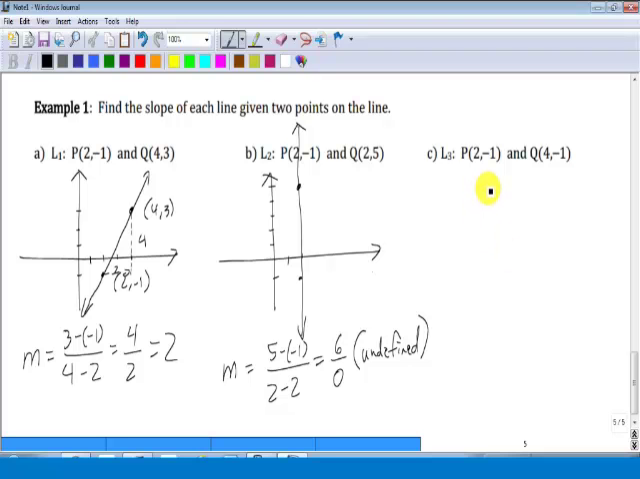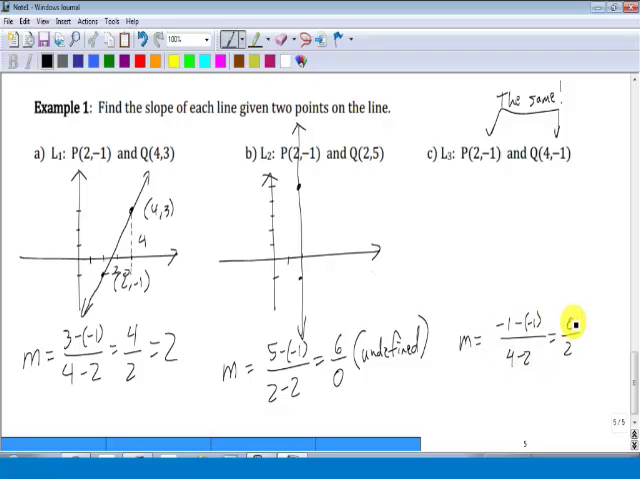The last one, what if you look at this and notice the y coordinates are the same? What can you conclude from that? It's a horizontal line. And what do we say about the slope of a horizontal line? 0. It is 0. I'll go ahead and use the slope formula, though. Negative 1 minus negative 1 over 4 minus 2.